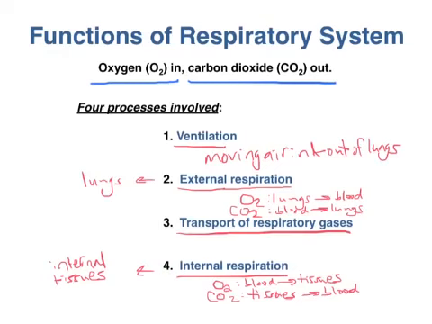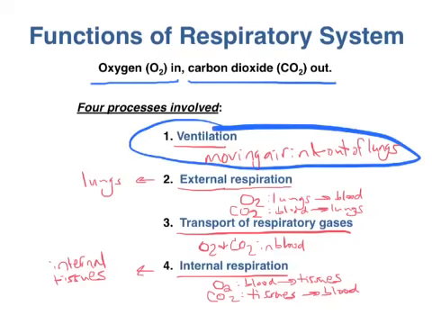In between the lungs and the tissues, in between external respiration and internal respiration, you need to get those respiratory gases, get that oxygen and carbon dioxide to where they're going. So it's basically transport of oxygen and carbon dioxide in the blood, how they're carried in the blood. We'll talk about each of these processes individually. For this first video, we're focusing on ventilation.